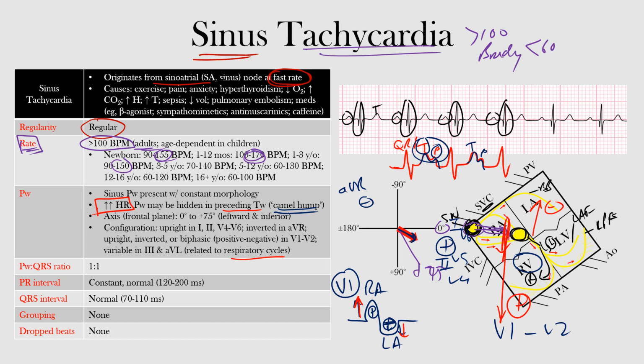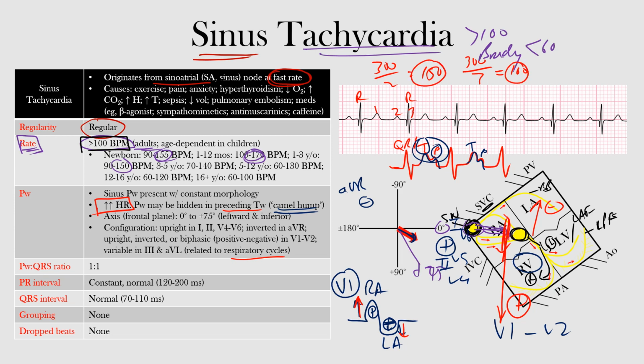Now, one thing to note, we mentioned the rate, the differentiating factor, above 100. Let's just try to find this rate so you remember how we do so. This is a regular rhythm, so what we can do is find this R wave, find the next R wave, which is this one, and count the number of thick lines between it. 1, 2, 3, so a little less than 3, probably between 2 and 3. So 300 over 2 is 150, which is fast. 300 over 3 is 100. So it's somewhere between 100 and 150, above that 100 range, so this is a tachycardic, a fast rate.